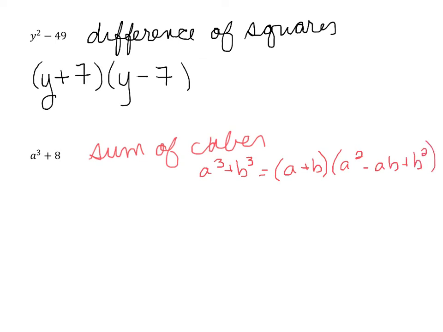Now I'm going to tell you this right now because a lot of you are going to say, well, isn't this just a perfect square? No, it is not. If it was a perfect square, there'd be a 2 here. So for our sum of cubes, in this case, I could rewrite this as a cubed. That's easy enough. 8 is 2 cubed. So a is a, but b is 2. So this gives me a plus 2 times a squared minus 2a plus 4.